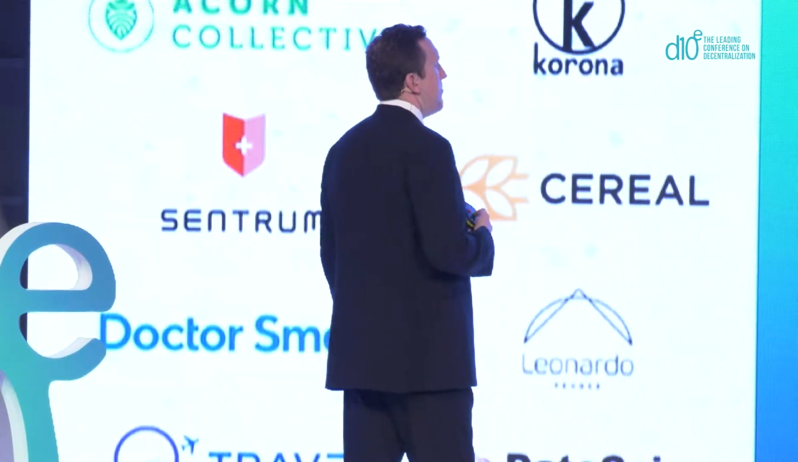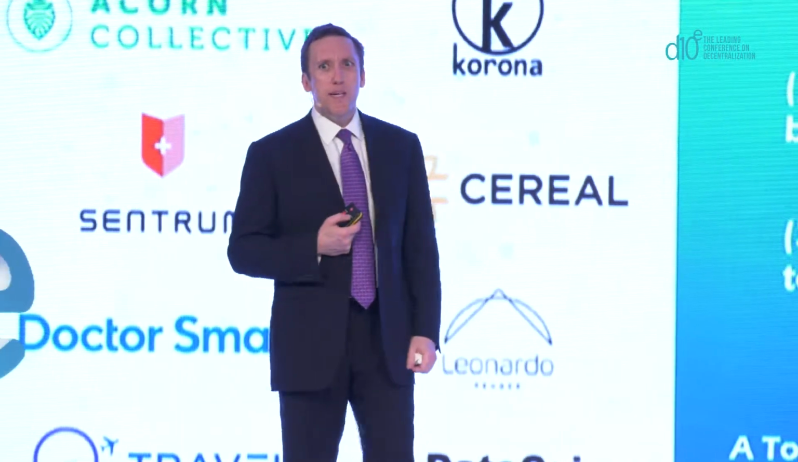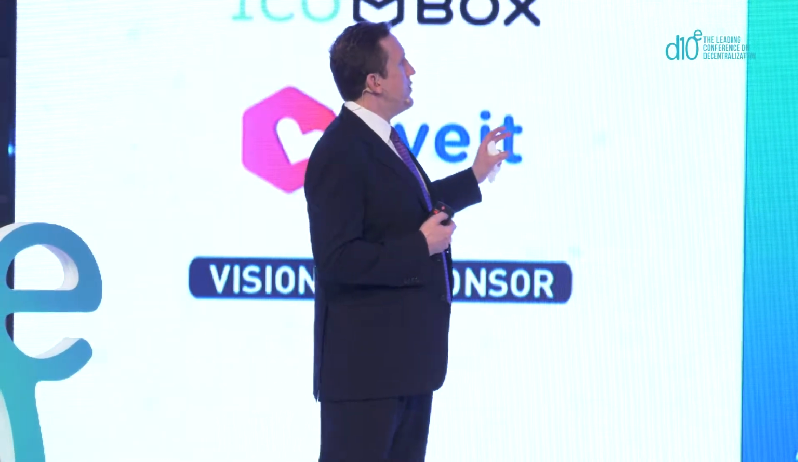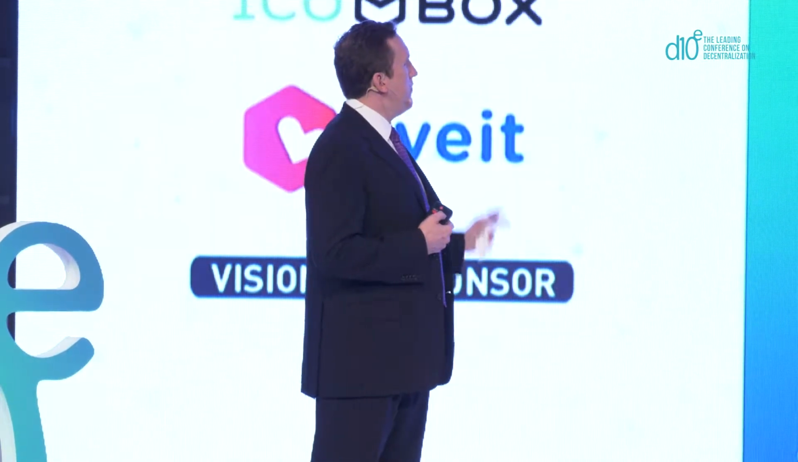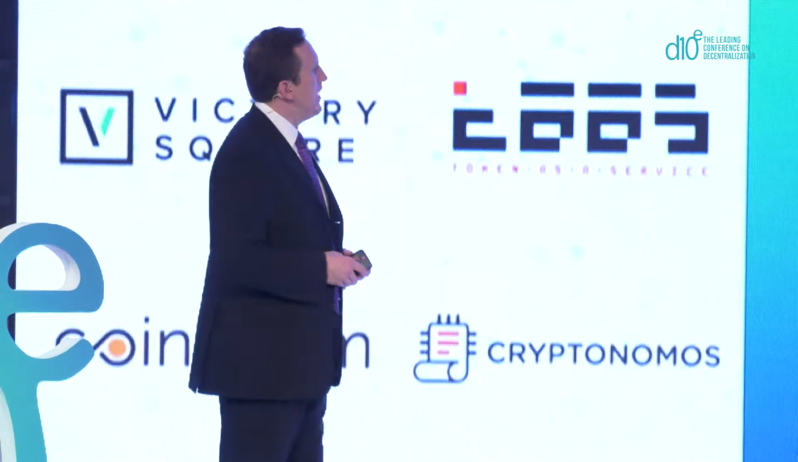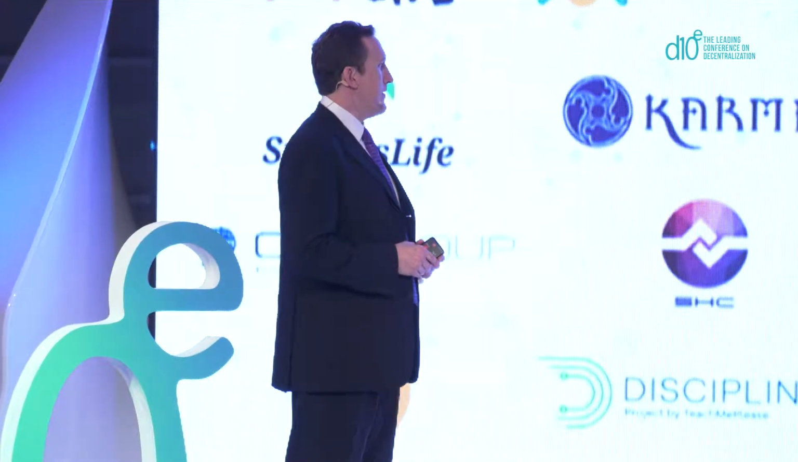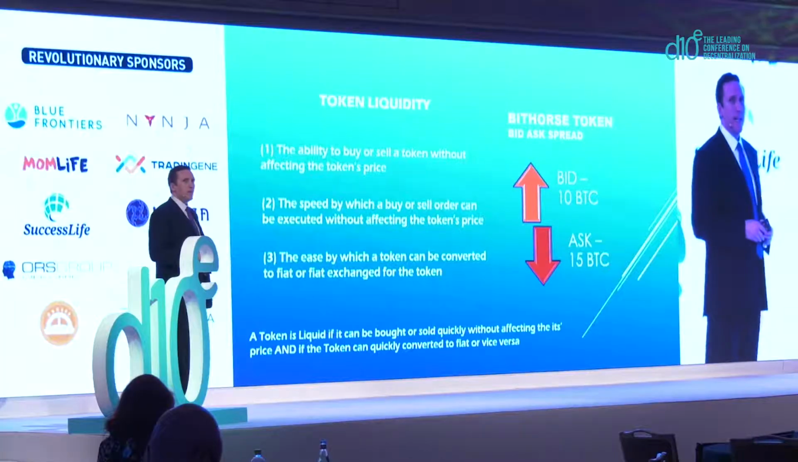So token liquidity, from my point of view, has three attributes. It's the ability to buy or sell a token without affecting the token's price. It's the speed by which you can do a buy or sell order and execute it, also without affecting the token's price. So what I mean by that is that if I'm doing a $5 million buy of a cryptocurrency, I don't have to do it over 12 months to keep the token price relatively stable. The third attribute is the ease by which the token can be converted to fiat or fiat to the particular token. So a token is liquid if it can be bought or sold quickly without affecting its price, and the token can be quickly converted to fiat or vice versa.